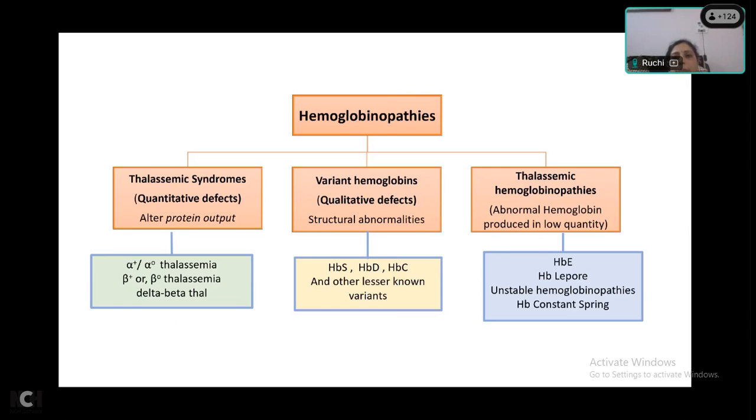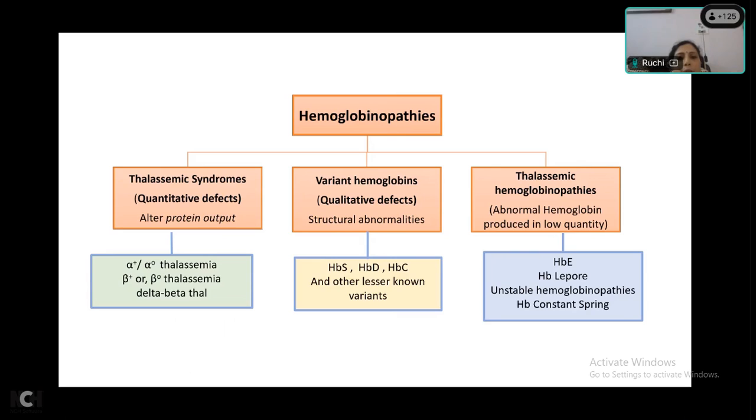So when we say a thalassemic hemoglobinopathy kind of picture, we are probably referring to HbE, Hb Lepore, some unstable hemoglobinopathies, and hemoglobin Constant Spring. Leaving aside the qualitative defects, because they come to us either in an asymptomatic state, or if we have homozygous sickle, then we have accordingly manifestations, which Dr. Mukul can tell us about, how he routinely encounters patients of sickle in his OPD.